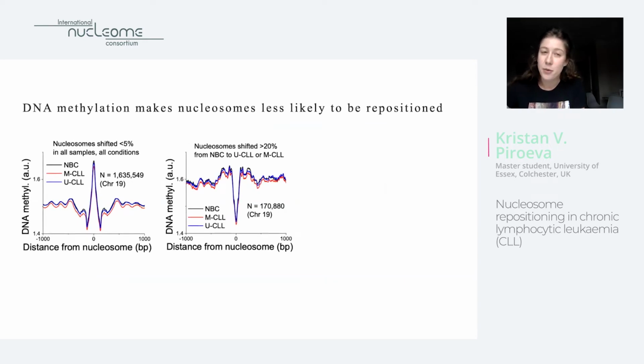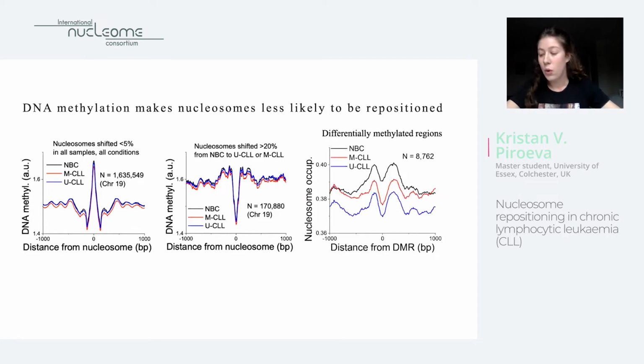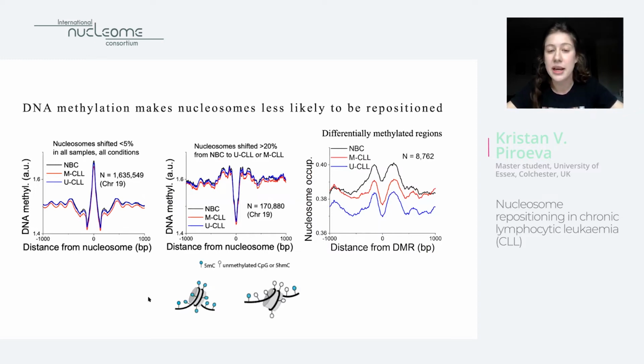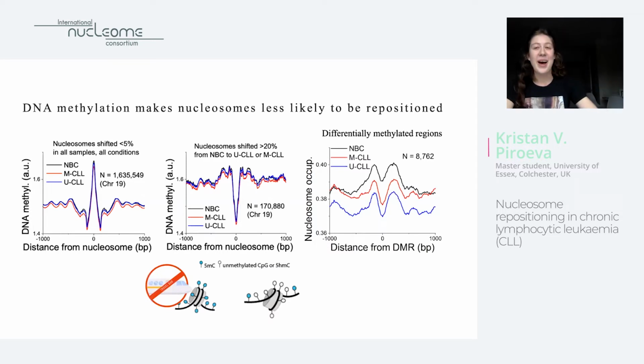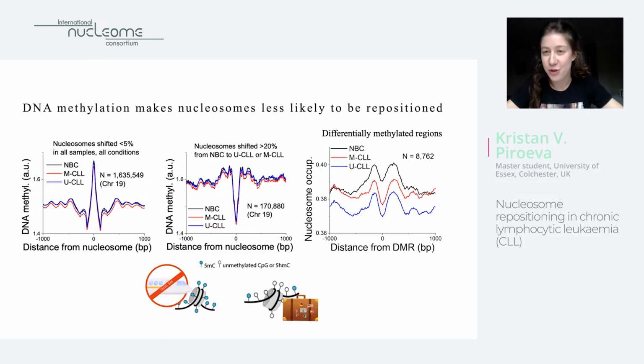By investigating the interplay between nucleosome repositioning and DNA methylation, we found that DNA methylation actually makes nucleosomes less likely to be repositioned. If we look at the graph here on the left, we can see that nucleosomes which do not really shift from their position are methylated, while nucleosomes which shift are unmethylated. Furthermore, regions undergoing changes in DNA methylation, such as differentially methylated regions identified in our samples, also undergo nucleosome repositioning. Therefore, we propose that DNA methylation stabilizes nucleosomes and prevents their repositioning, just like imposing a travel ban. On the other hand, unmethylated nucleosomes are free to travel or reposition.